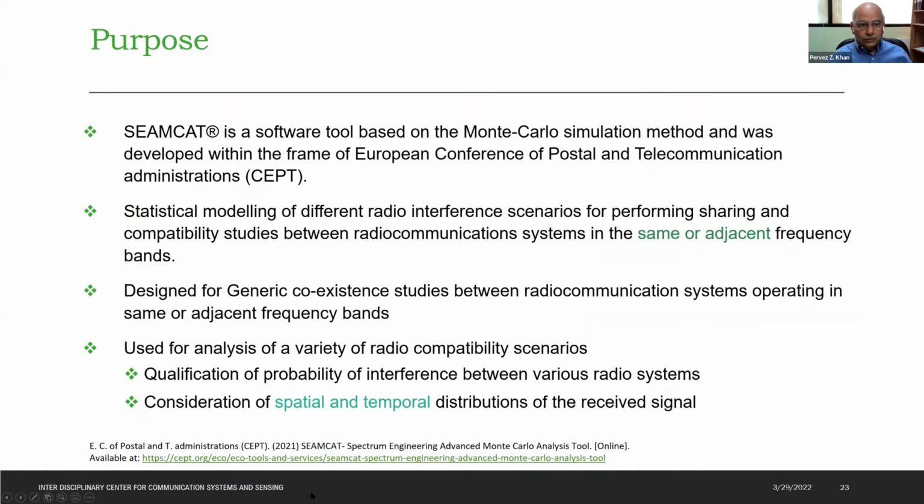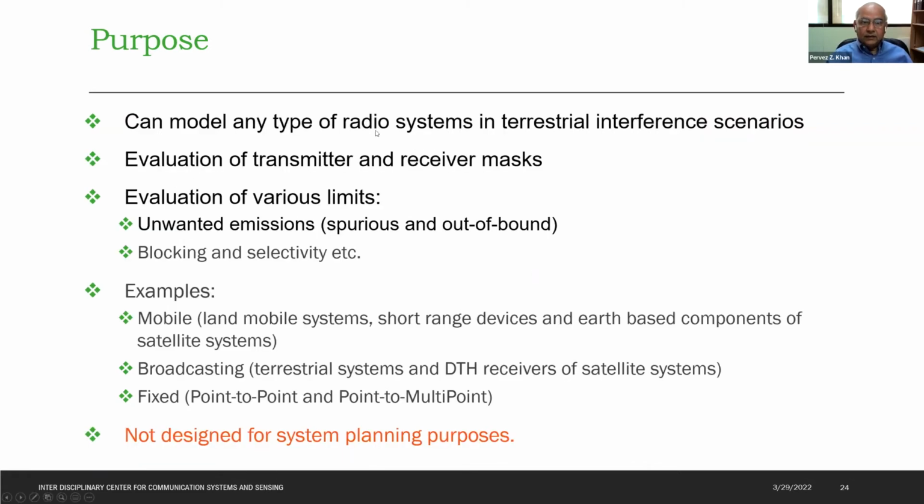Now, what is the purpose? The purpose is to create a statistical modeling of different radio interference scenarios for performing sharing and compatibility studies. This is used heavily by the European Union, and it is developed by them only. We can also have the spatial and temporal distributions of the interference. One of the features is that any radio system can be modeled using this. There are transmitter evaluation and receiver mask. There are different libraries given: different antenna pattern libraries, different propagation model libraries, and you can have your own defined antenna patterns also, injecting them into your own system and running these interference scenarios. Just one point to be highlighted here: it is not designed for system planning purposes. It's only for studying the interference analysis.